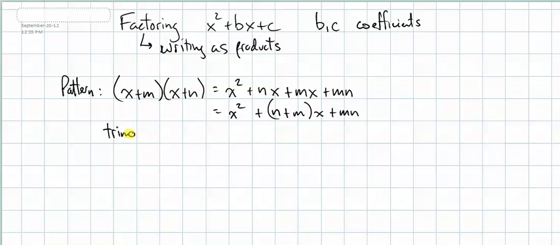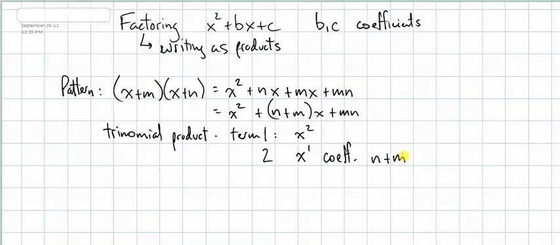Now notice, I get a trinomial product, and term 1 is x squared. Term 2 is a degree 1 term in x with a coefficient of n plus m, which were those two numbers that we started the problem with. The third term is a constant, and it is m times n.